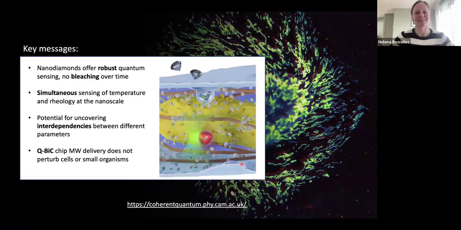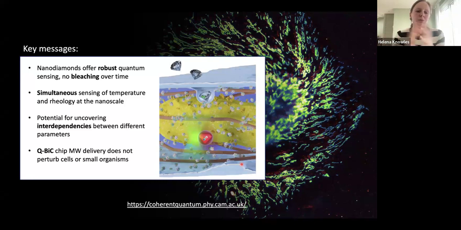All right, so that's it from me in terms of content. I just want to leave you with a couple of messages. So nanodiamonds offer robust sensing. They don't bleach over time, which is very nice for looking at whole life cycle measurements of organisms and cells. We can do simultaneous measurements of different parameters, and I showed you examples of temperature and rheology here today. And this could help us uncover interdependencies between different parameters, which are really key for understanding some of the regulatory principles in living systems.